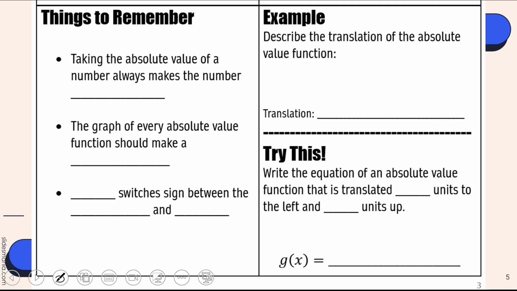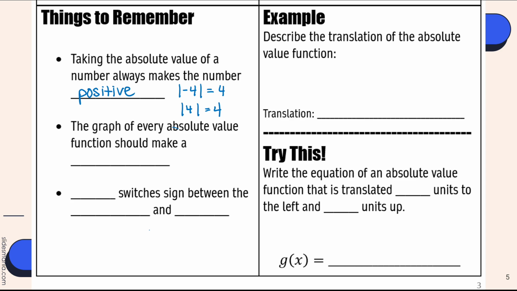Some things to remember when you are graphing absolute value functions is that taking the absolute value of a number always makes the number positive. Okay, so if you want to write an example, the absolute value of -4 is 4, and the absolute value of 4 is 4. It turns it positive no matter what, does not switch the sign.